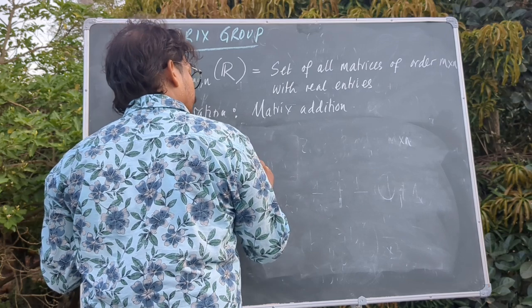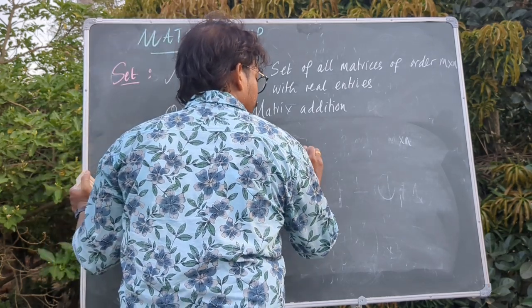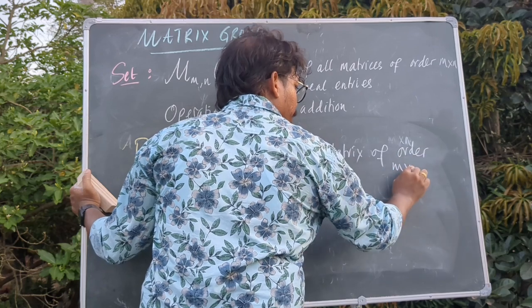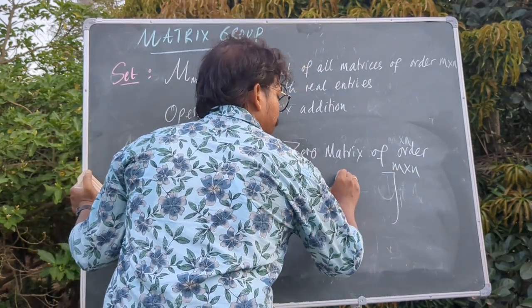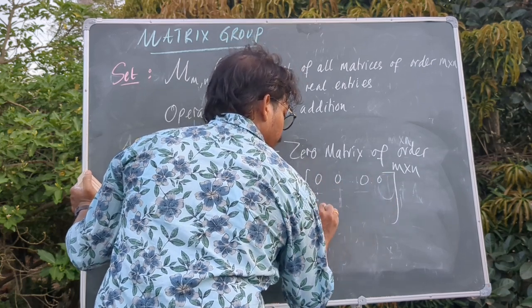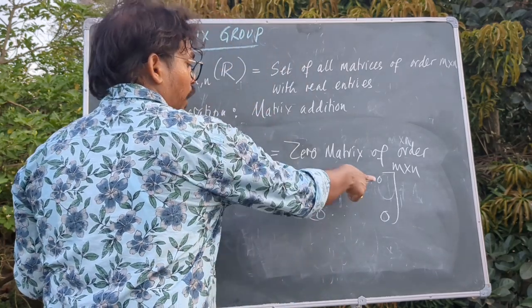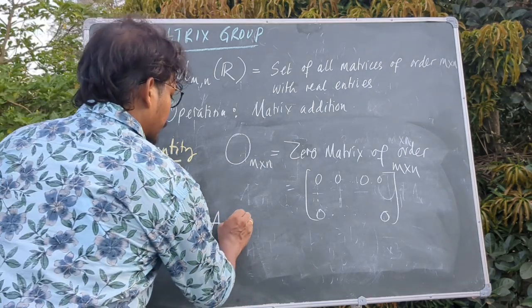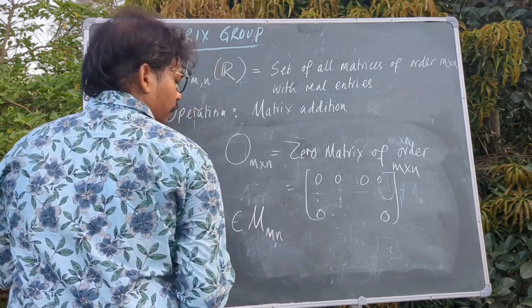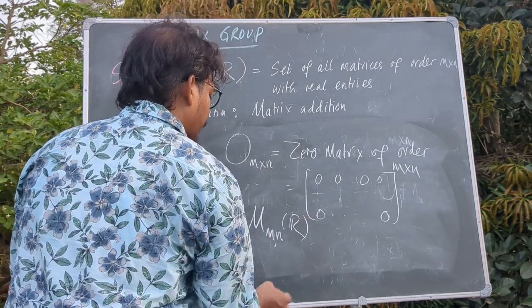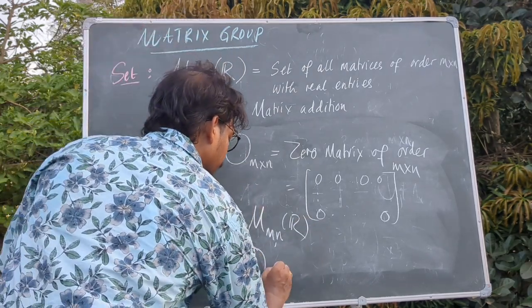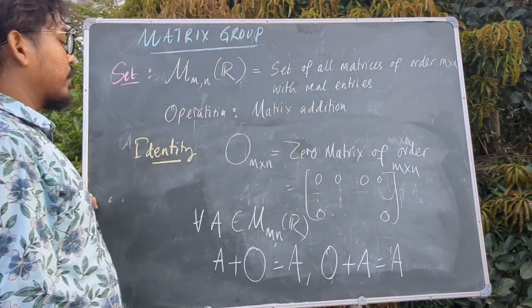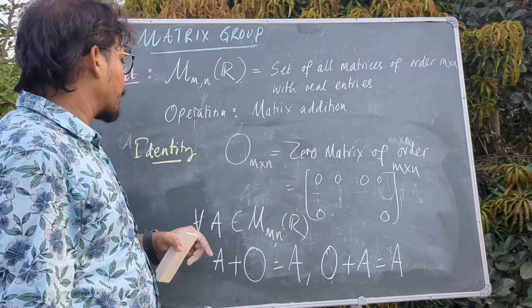We have zero matrix. This capital O is denoted as zero matrix. Zero matrix of order m by n. So this matrix is in this form. Every entry is zero. M rows, n columns, and all entries are zero. This is the zero matrix. For any matrix A of order m by n with real entries, if we add A with this zero matrix, we will get A. Also zero matrix with A is A. Therefore we have identity, and identity is zero matrix.